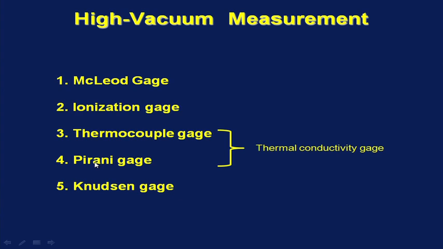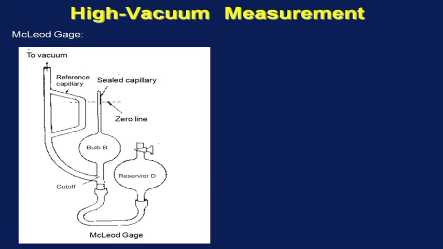Thermocouple gauge and Pyrenean gauge can be called thermal conductivity gauge. They use the same principle and they are clubbed together as thermal conductivity gauge. We have talked about McClure gauge in your last lecture, if you remember.